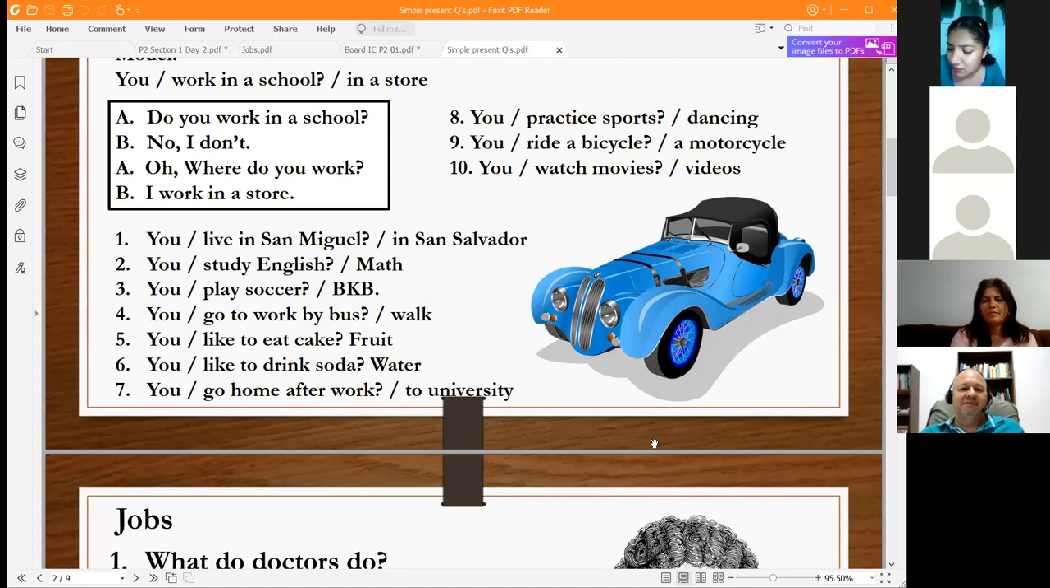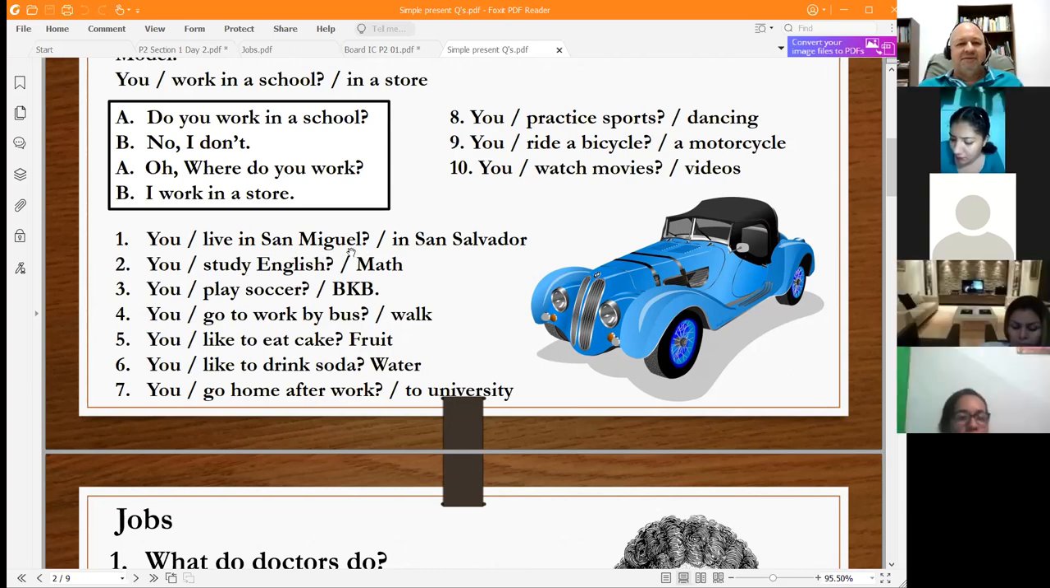Change. Mariana, ask the question. Rolando answers. Begin with number two. Do you live in San Miguel? No, I don't. Where do you live? I live in Antiguo Cuscatlán. Okay, excellent. Very good. Thanks. Number two, Stephanie Melendez, would you like to be A?